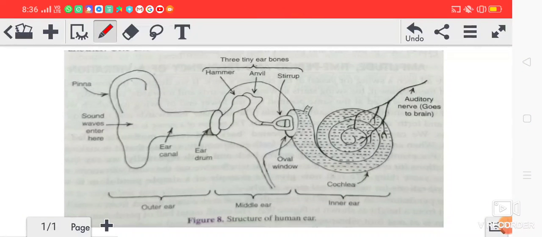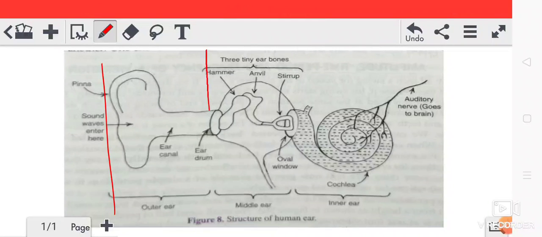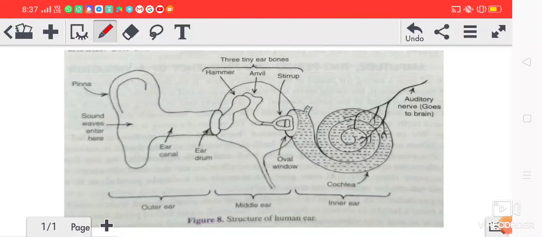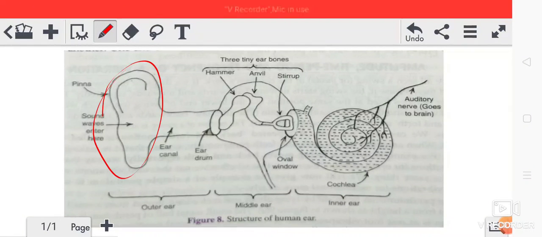This is the diagram of the human ear, as you see in the picture given. The human ear is divided into three parts. These parts are called the outer ear, middle ear and inner ear. The shape of the outer part of the ear which we see is called the pinna, and it is attached to the long passage called the ear canal, which is about 2 to 3 centimeters long.